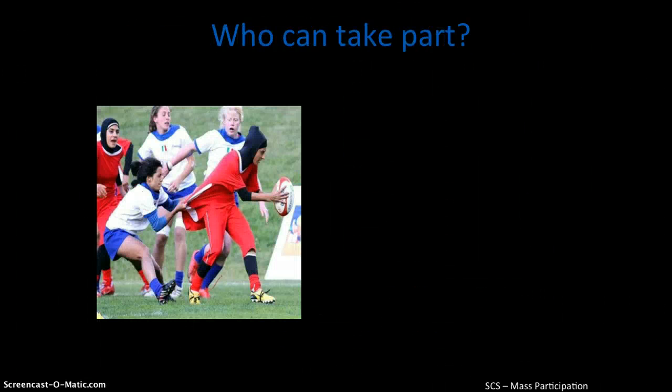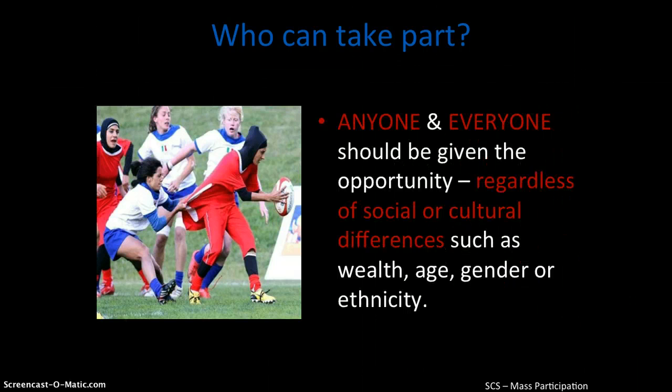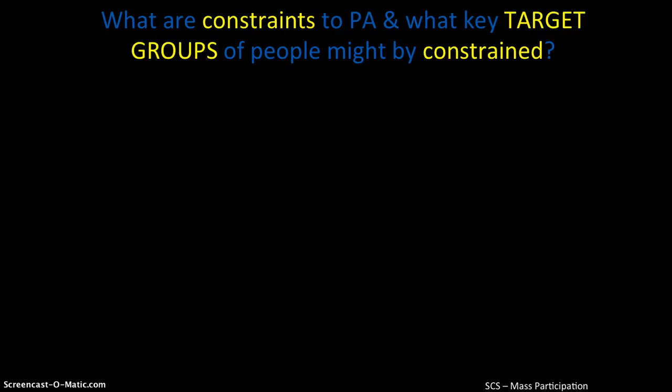And who should be taking part in this sort of mass participation section? Really, it should be anybody and everybody. There should be no reason why somebody shouldn't be able to take part in an activity if they wish to. So how wealthy you are, your age, your gender or ethnicity really shouldn't be a factor. However, we'll be discussing in later sections that this possibly is a factor. But mass participation should provide access, so opportunity, provision and esteem factors for everybody and anybody.